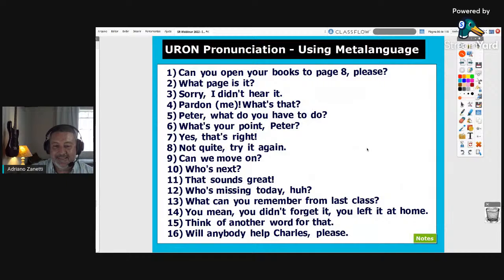And using my own meta language, to use in the classroom. Things that I use in the classroom, face-to-face classrooms. I hope that we go back to that soon. So I am a model to them.